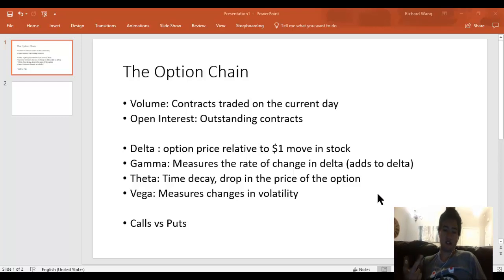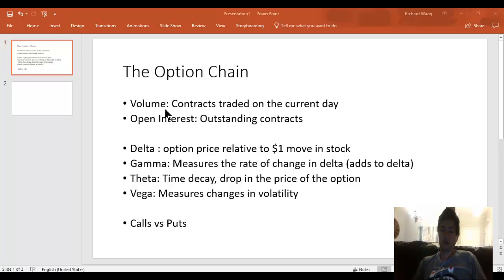So what directions do we have? Easy, two directions. We have calls and puts. So what is a call? A call is that you know the stock will go up in price, and a put is that the stock will go down in price.